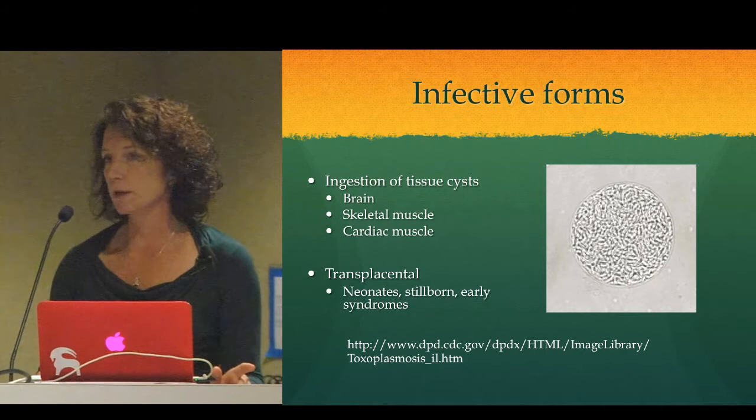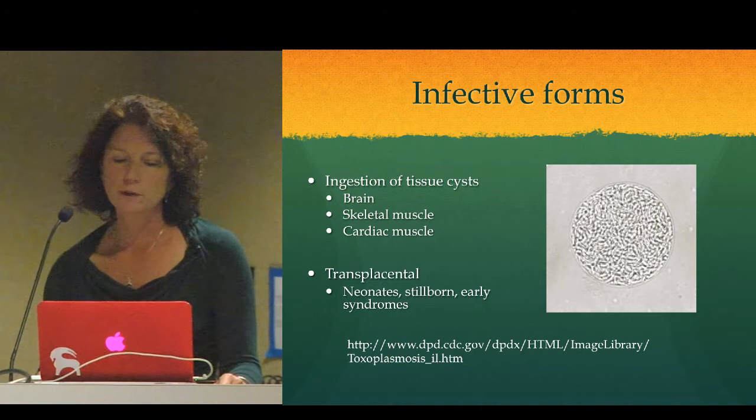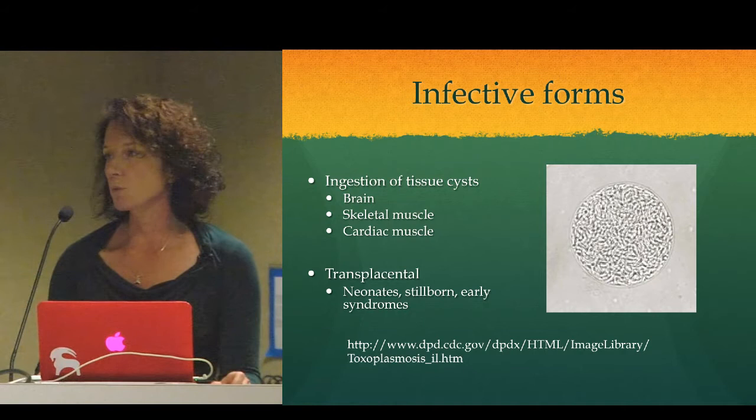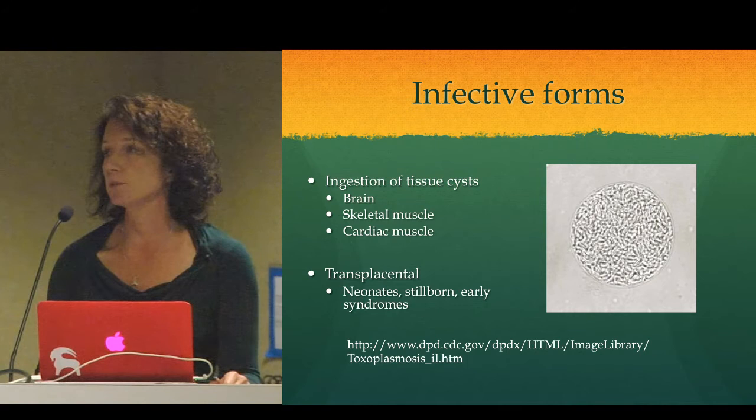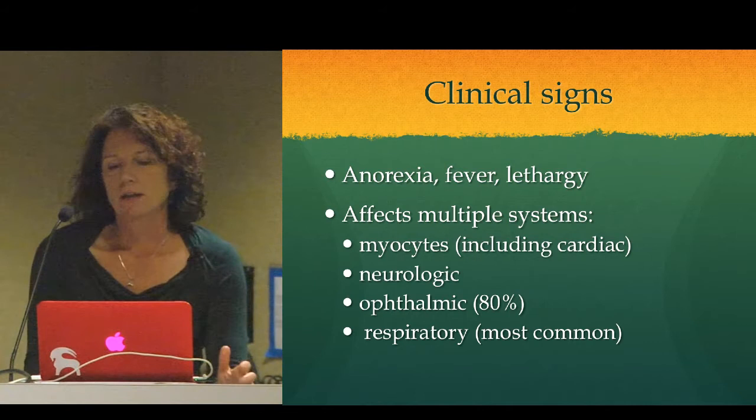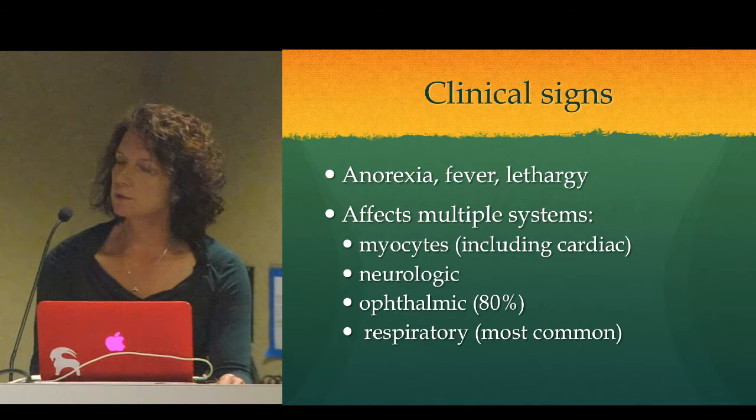Or, and this is really the part I'm going to focus on, transplacental. Remember that kittens can essentially get it in utero from their mothers, and that's often when we actually see cases of toxoplasmosis, in our kittens. And that's when we see them as pneumonias. So the clinical signs are nonspecific: anorexia, fever, lethargy, and toxo can affect multiple systems, remembering myocytes, so you can see cardiac disease from toxo.